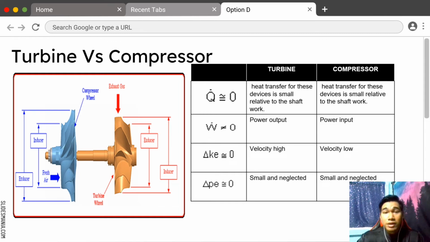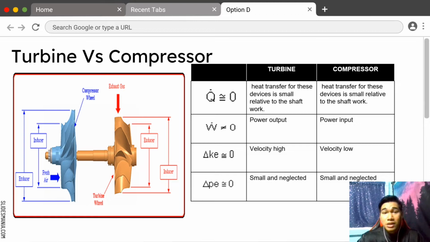There are several common assumptions that are made in the energy analysis of turbines and compressors. If there is no intentional cooling, the heat transfer for these devices is small relative to the shaft work. The work term is important for all these devices. For a turbine, it is the power output. For a compressor or pump, it is the power input.